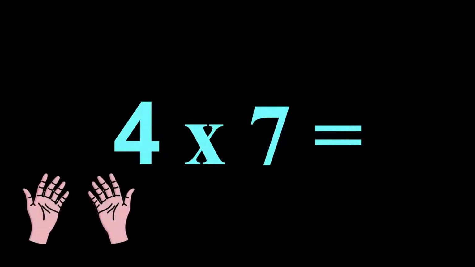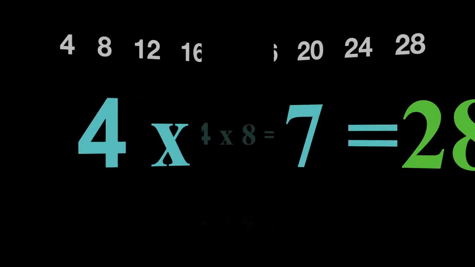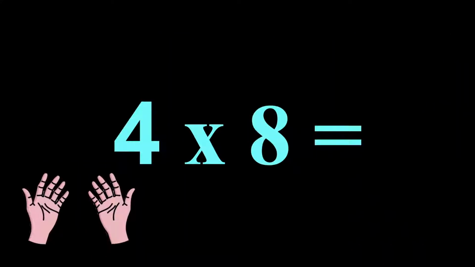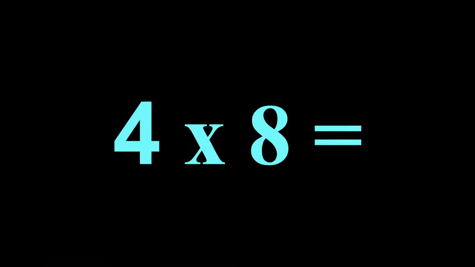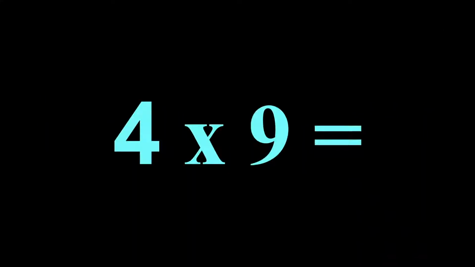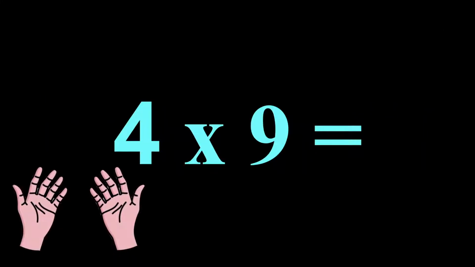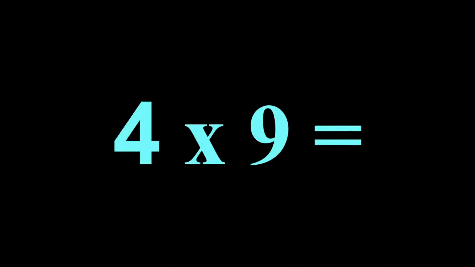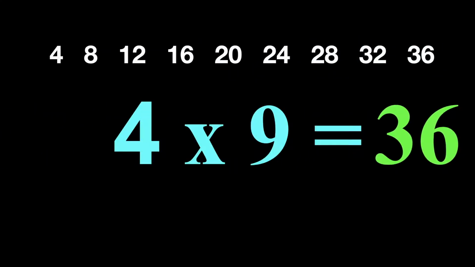4 times 7. Again, use your fingers if you need to. Okay, ready? 4, 8, 12, 16, 20, 24, 28. Nice. 4 times 8, right? Ready? 4, 8, 12, do you remember still? 16, 20, 24, 28, 32. Good. 4 times 9, 4, 8, 12, 16, 20, 24, 28, 32, 36. Good.